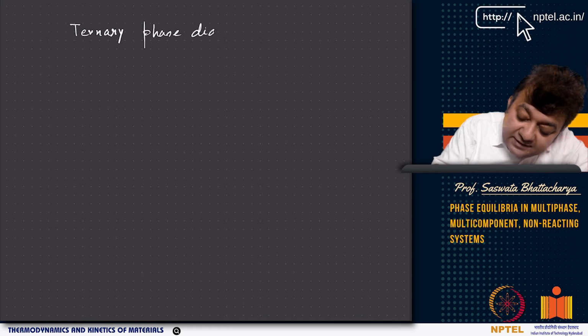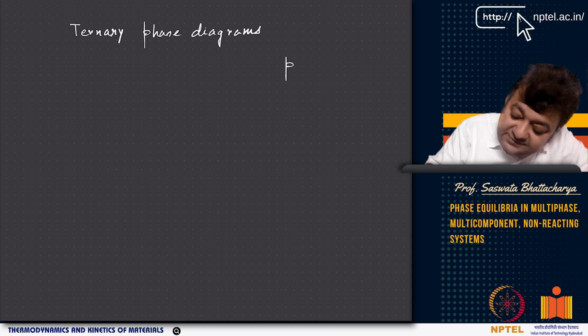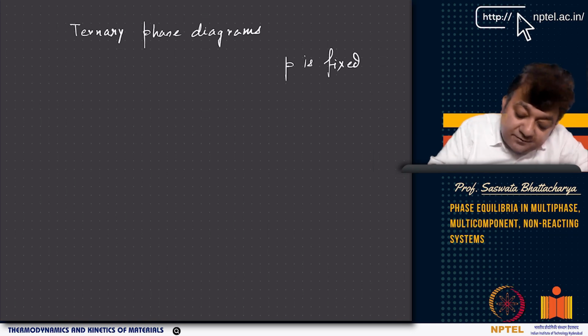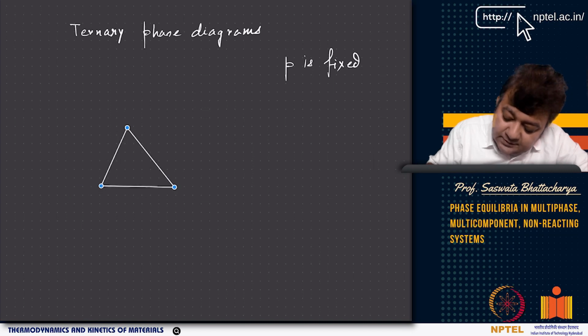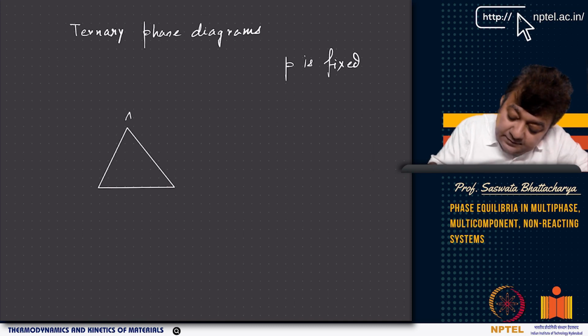So in ternary phase diagrams, as you can see, even if pressure is fixed, so P is fixed, you still have 2 independent compositions, right? So what you do is construct a triangle, which is called a Gibbs triangle. So this is an equilateral triangle, instead of the isosceles one that we have drawn here. So in this Gibbs triangle you have this as pure A, this is pure B, and this is pure C.